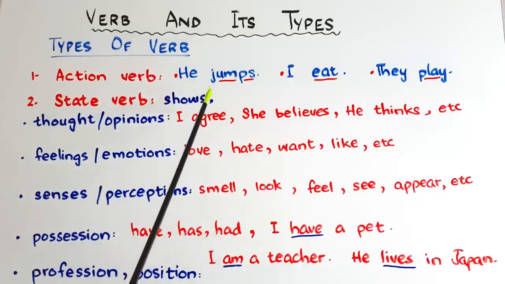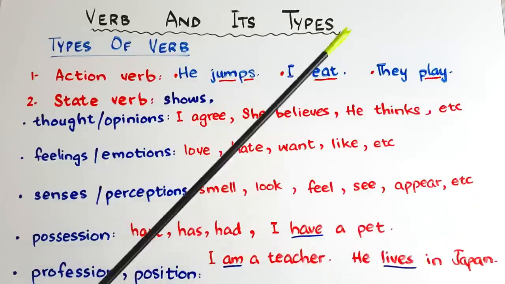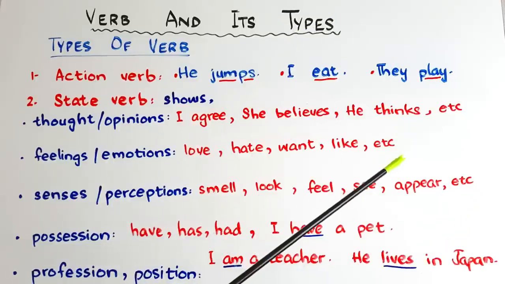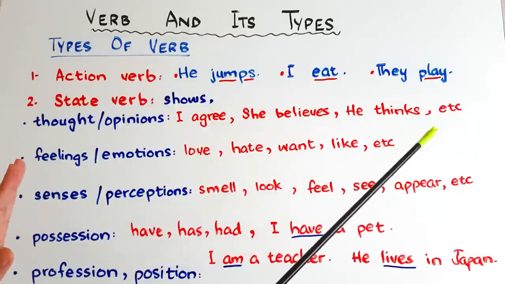Then state verbs are also used to show profession or position. Like I am a teacher. Being a teacher is my profession, so the verb am here is acting as a state verb. Or he lives in Japan. The verb lives here is also not showing any action. It is a state of somebody that he lives in Japan. So as you can see, in all these verbs you cannot find any physical action.